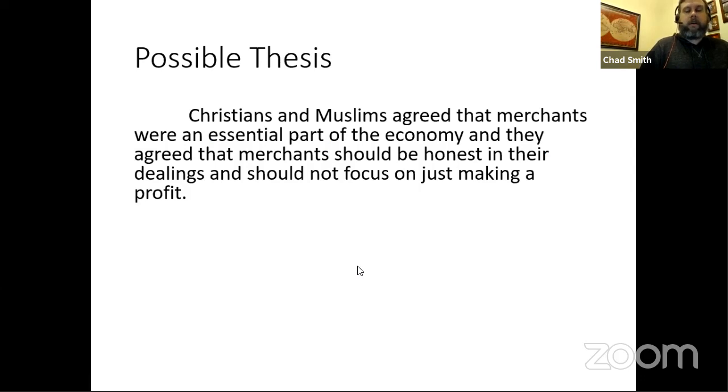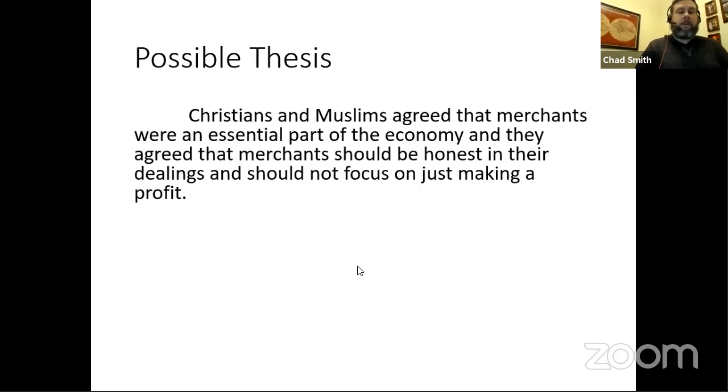Before we get into what we're going to learn today, let's take a look at the documents you were given, and the prompt asking you to evaluate the extent to which two states differed in their religious view on merchants. After you looked at those five documents, Christians and Muslims agreed that merchants were an essential part of the economy, and they agreed that merchants should be honest in their dealings and should not focus on just making a profit.